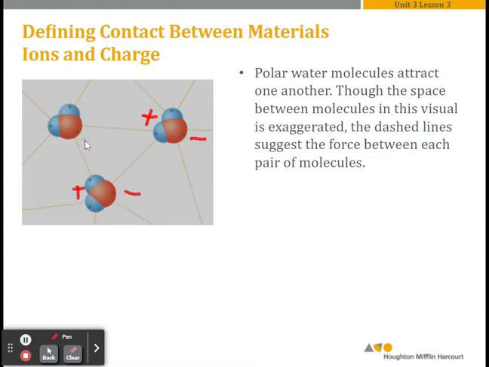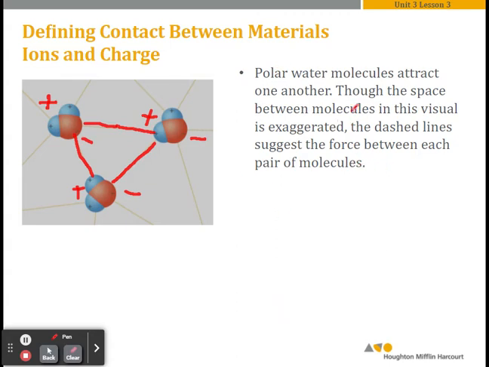So water molecules will align themselves so that the negative sides will be attracted to the positive side of the next water molecule. And here we have the negative side attracted to the positive side. And they are a little bit sideways because there are so many of these water molecules. So the water molecules actually stick together, and that's a phenomenon called cohesion. Polar water molecules attract one another.